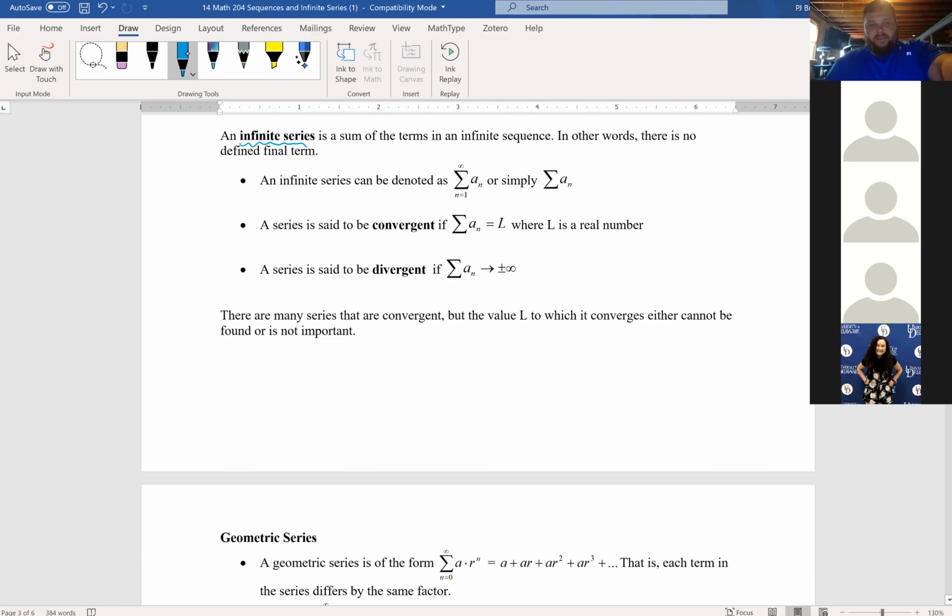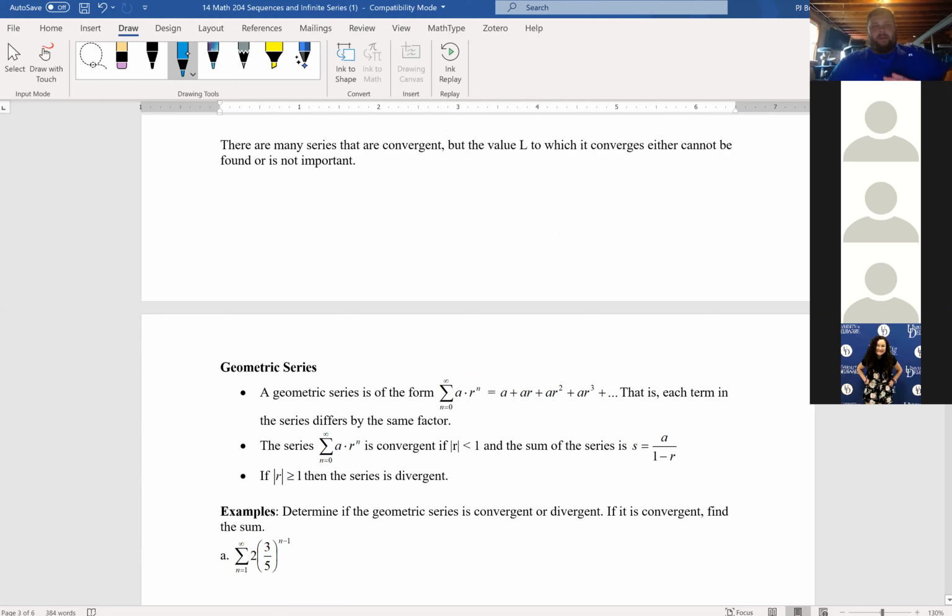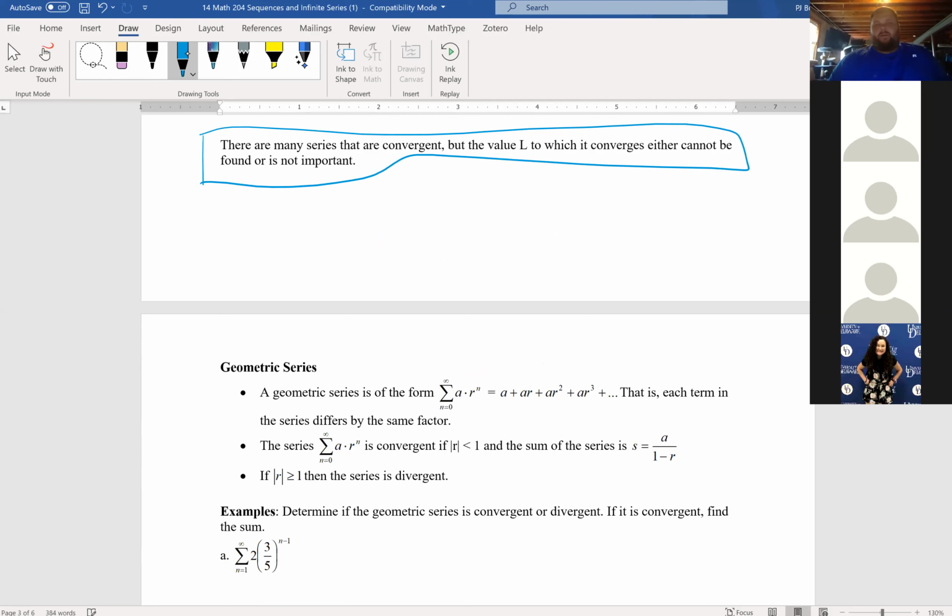So all that being said, let me just give you this last little tidbit here, and then we'll go ahead and work some of these. This line here is kind of important, and I'd like you to try to remember it. It says there's many series that are convergent, but the value L to which it converges either cannot be found or is not important. Now, why am I saying that?